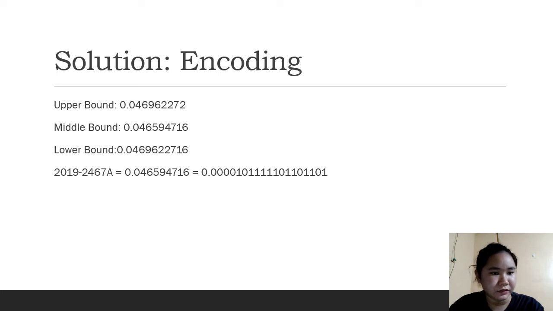So here for the solution, we have the upper bound, which is 0.046962272, and then the lower bound, which is 0.0469622716, and then we will get the middle bound by adding these two, and then we will divide it by 2 to get 0.0465944716. And then we will translate this into binary code, which will become 0.000101111101101, which is equal to 2019-2467A.